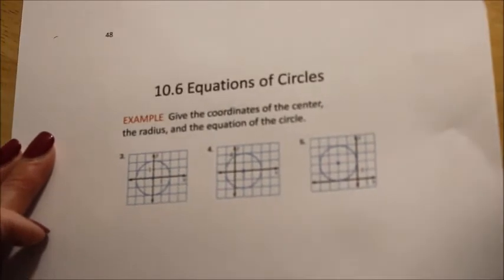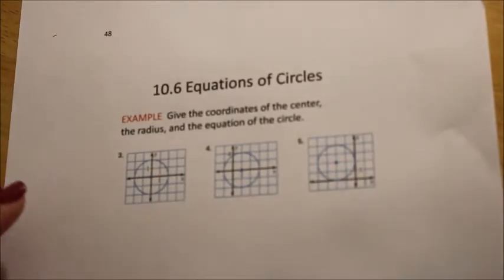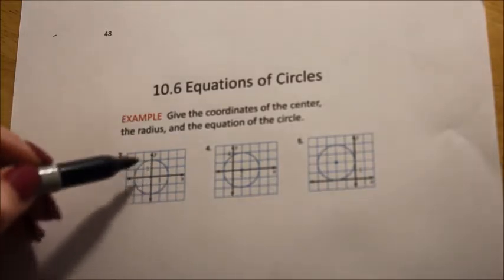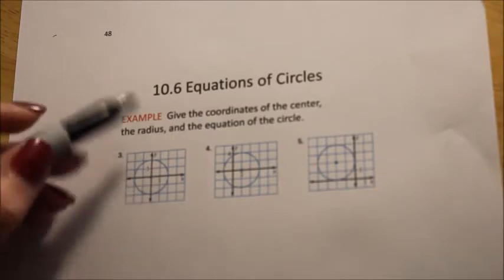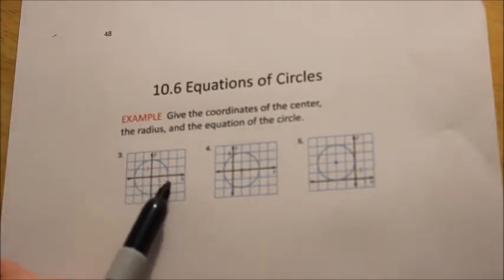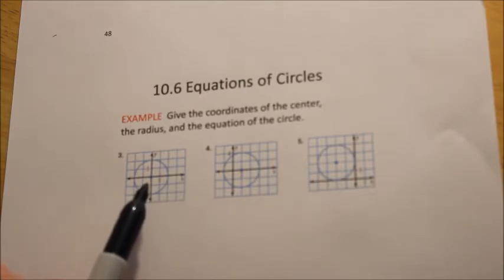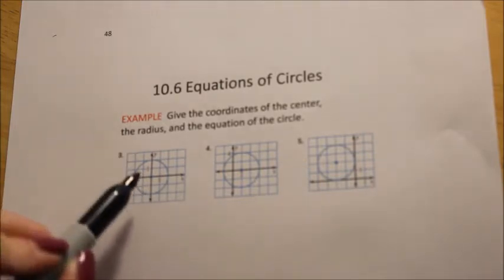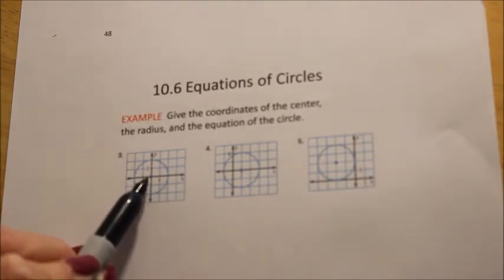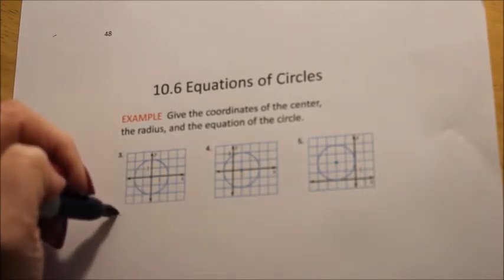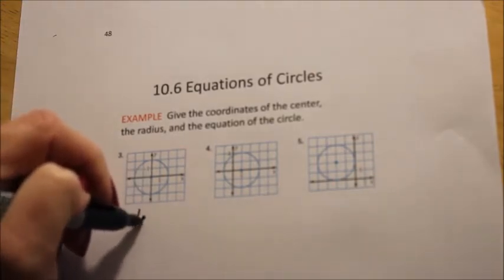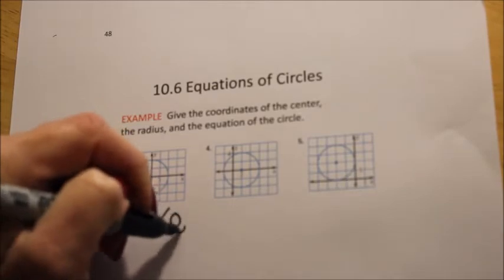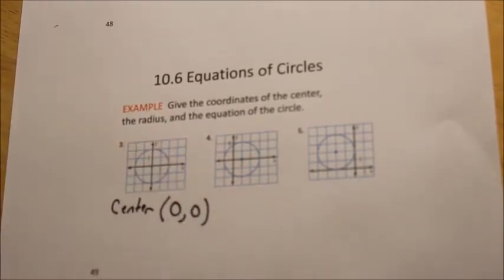I actually have a couple of examples here. It says, give the coordinates of the center, the radius, and the equation of the circle. So we're going to start here. Notice this is an xy coordinate, and I always take a look at what each unit goes by. Here it goes by ones. That's always important. You always want to look at that. So the center right here looks to be at the origin. So the center is going to be 0, 0. That is going to be your center.